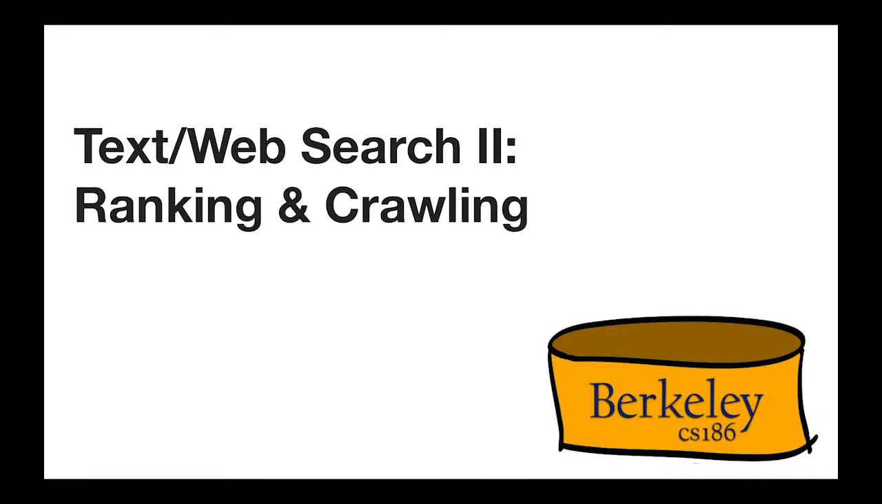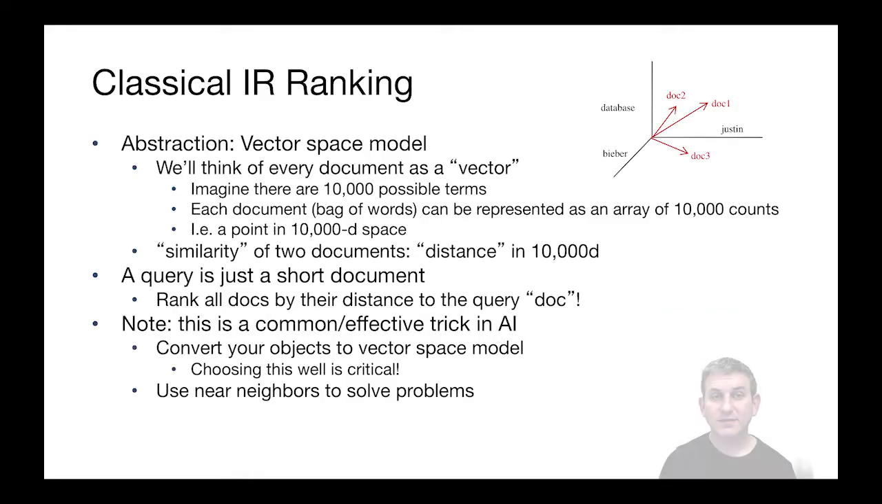Text and web search 2, ranking and crawling. One of the classical contributions of traditional information retrieval is the idea that we want to rank the results. And this came up in the Salton work at Cornell in the 70s.